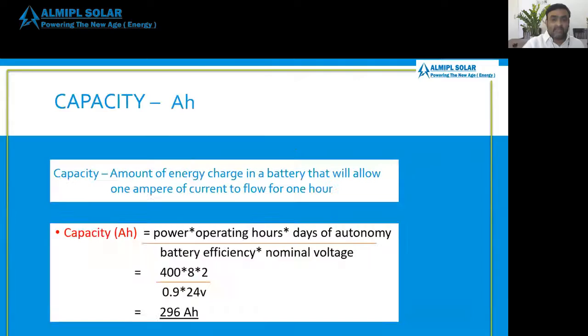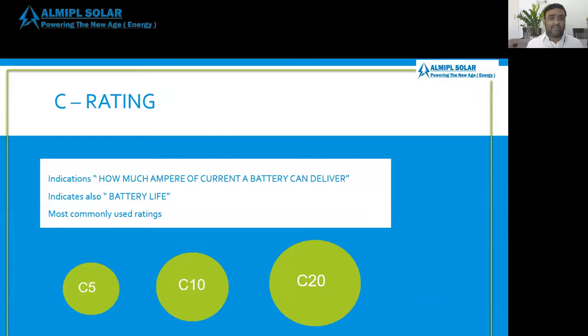Energy density. Capacity in AH is the amount of energy charged in a battery that will allow 1 ampere of current to flow for 1 hour. This is the capacity of the battery. Capacity AH, power, operating hours, days of autonomy, battery efficiency, nominal voltage. This is the simple calculation.